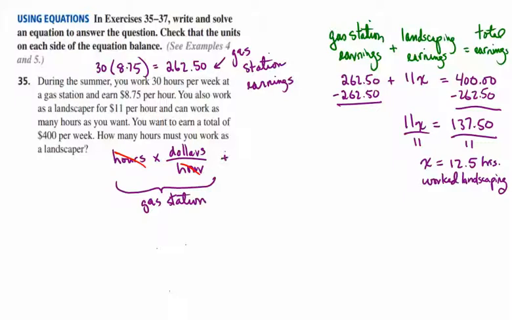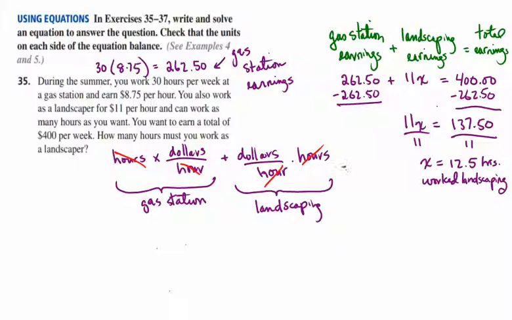Then we're going to add that to our landscaping earnings, which is $11 per hour times x hours. Once again, canceling, and we get a result of dollars from landscaping, and our total was $400.